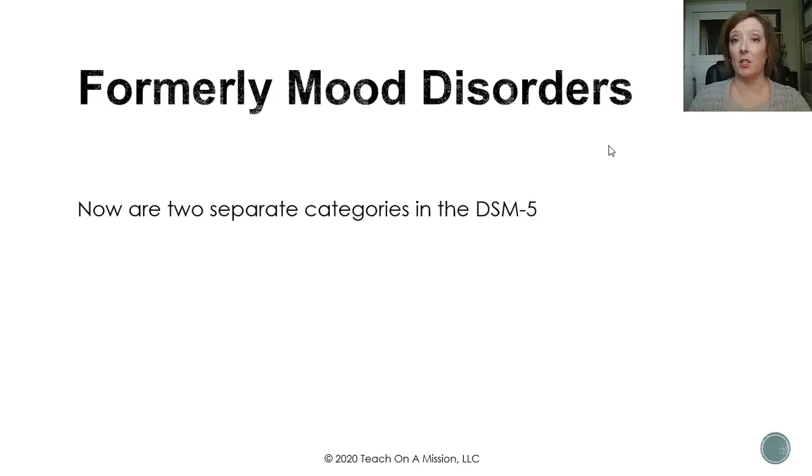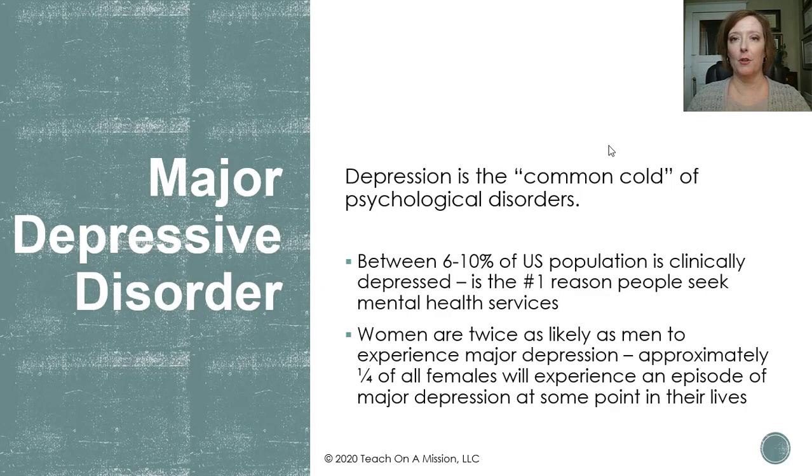These disorders that we'll be talking about in this video were formerly mood disorders. So there has been quite a big shift between the DSM-4 text revision and the DSM-5, which is the current Diagnostic and Statistical Manual that we are using. Now there are two separate categories in the DSM-5. So first, let's talk about major depressive disorder.